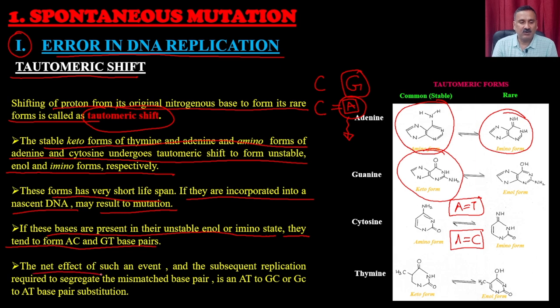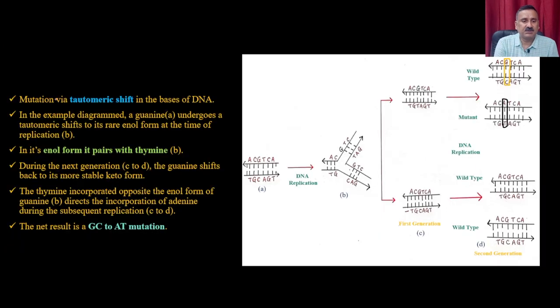The net effect of such an event and the subsequent replication required to segregate the mismatched base pair is AT to GC or GC to AT base pair substitutions, and that is how it is going to cause the mutations. Mutations via the tautomeric shift in the bases of DNA. In the example, a guanine undergoes a tautomeric shift to a rare enol form at the time of replication. In its enol form, it is paired with thymine.